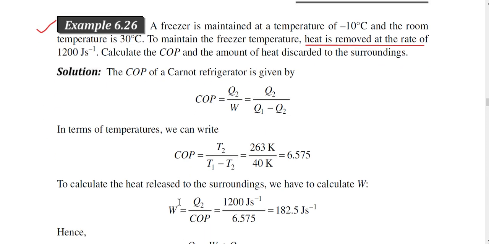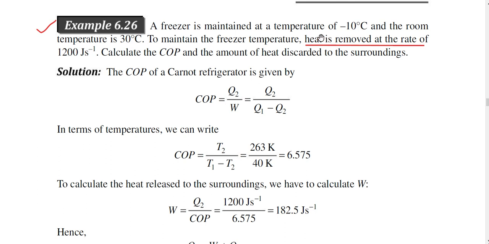Another problem regarding the refrigerator. A freezer is maintained at a temperature of minus 10 degrees centigrade. This is the temperature inside the refrigerator, and the room temperature is 30 degrees centigrade. That means this is the temperature of the surrounding. To maintain the freezer temperature, heat is removed at the rate of 1200 joule per second. Just focus on this sentence: heat is removed, you are extracting the heat. So this is the amount of heat that we are extracting, 1200 joule per second.